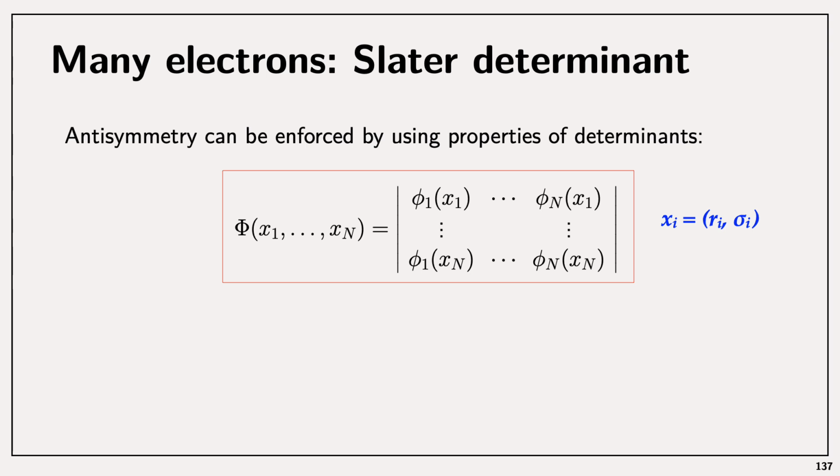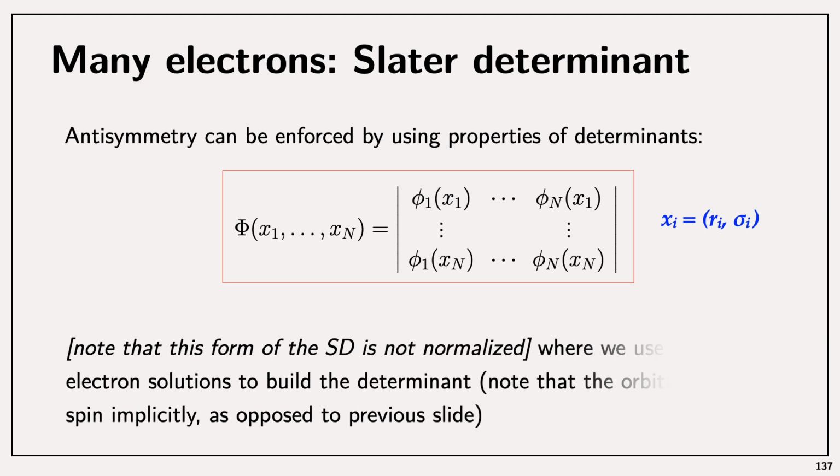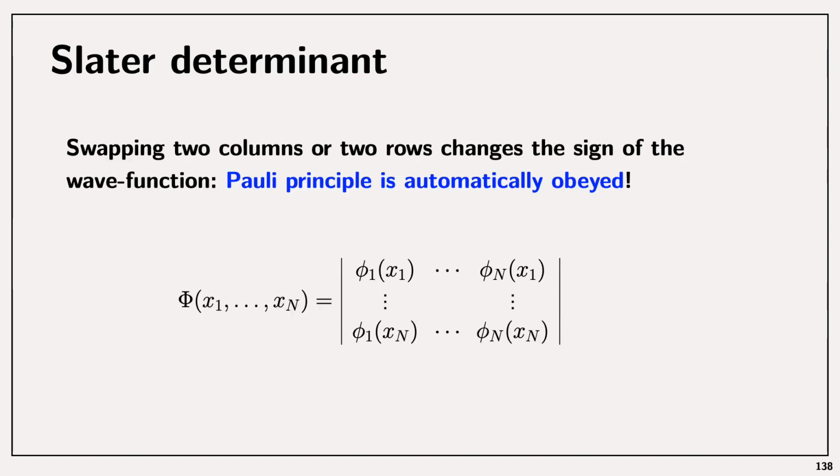So in the red box, this is the determinant obtained from the independent solution for each particle. That's very nice because indeed, if you exchange two rows or two columns, you're changing the sign, which is exactly what the anti-symmetric condition tells us. By the way, this solution is actually not normalized, but that's fine. We can normalize this. All right. So we have the Pauli principle, which is automatically obeyed.